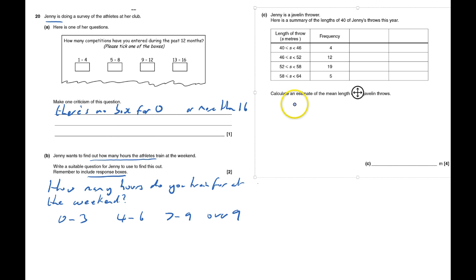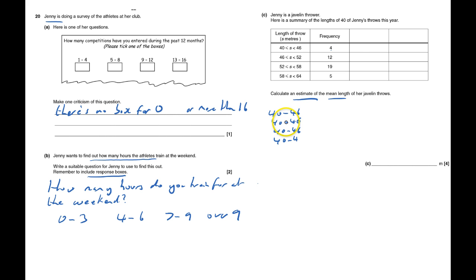Here we've got to calculate an estimate of the mean length. The mean is the total divided by how many. I can't work it out exactly because I don't know exactly what these 4 throws between 40 and 46 were, but I do know on average they were 43. So I've got one between 40 and 46, another between 40 and 46, and another one, and another one.